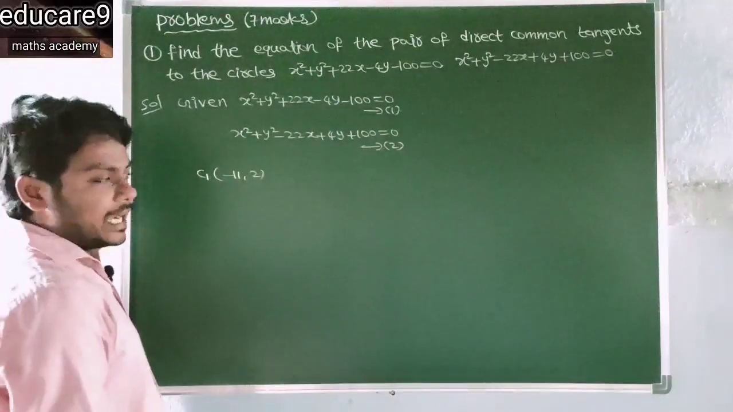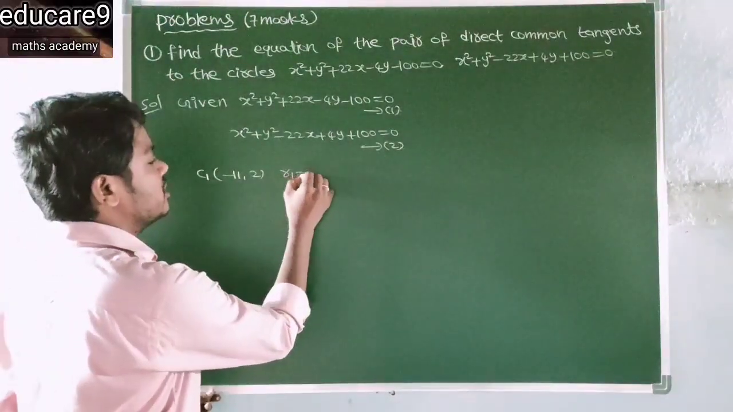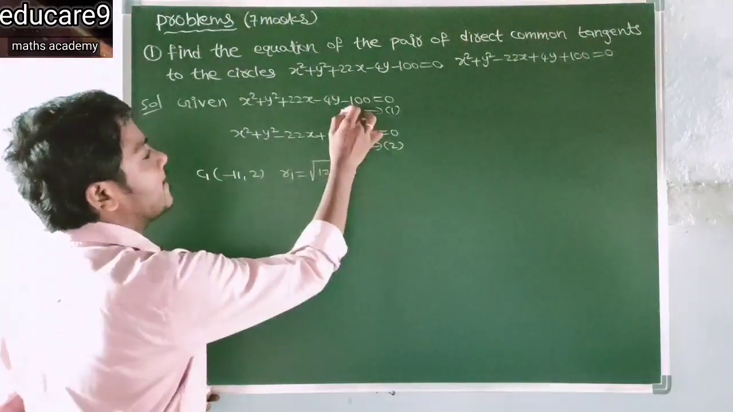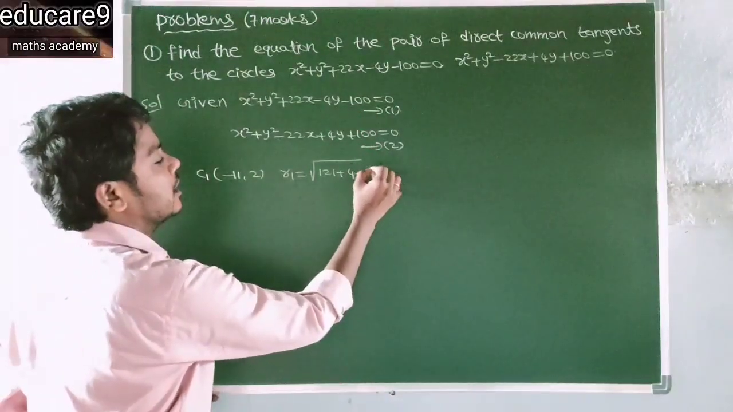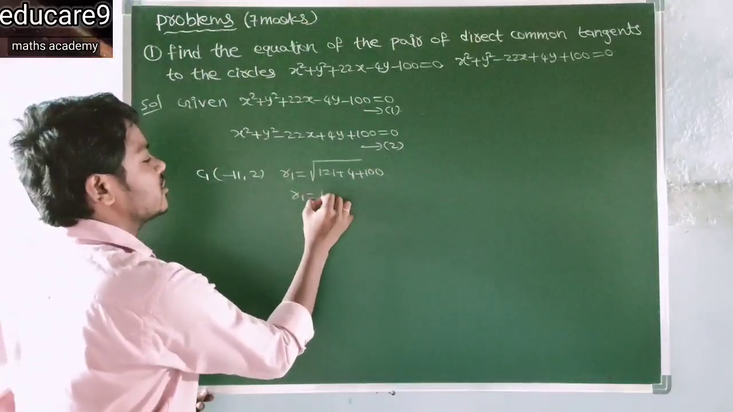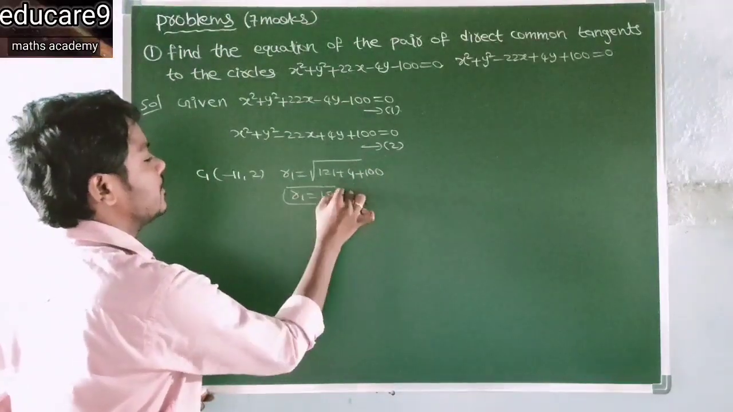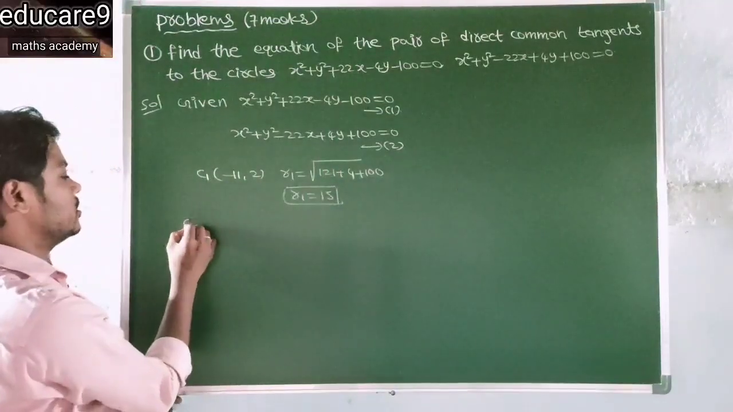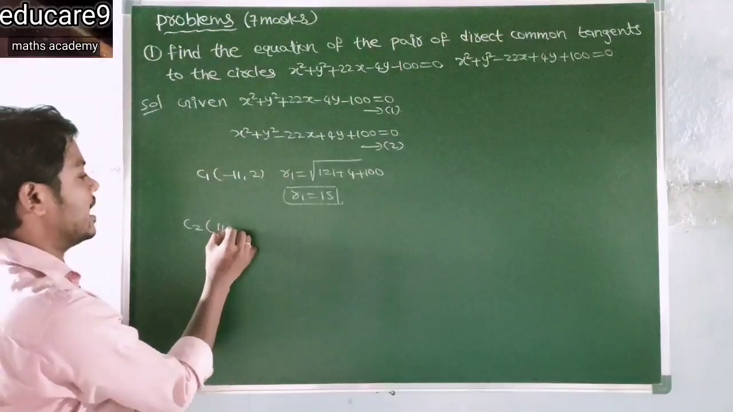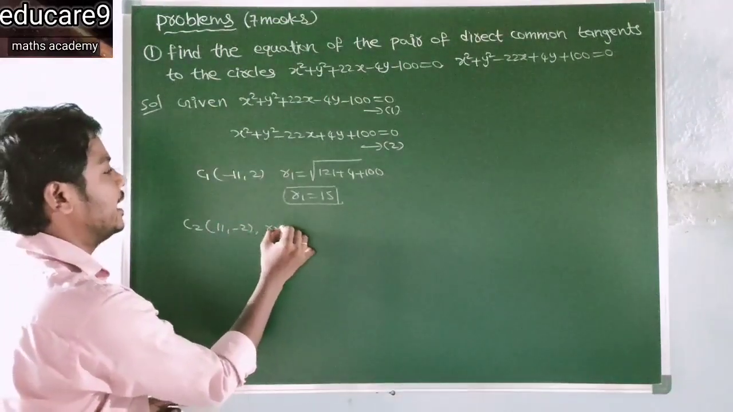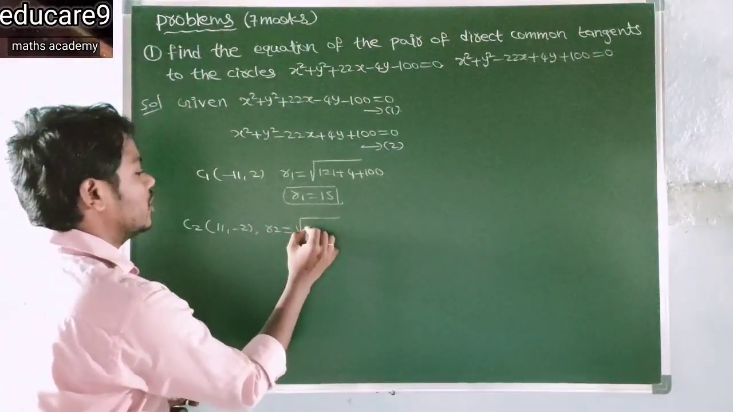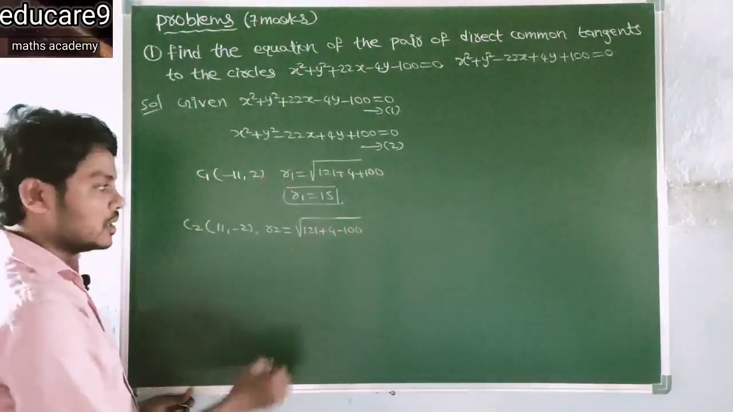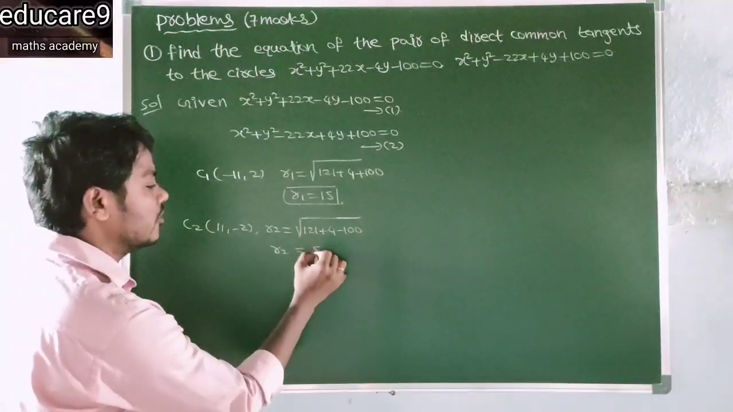So now find the radius of the circle, that is R1 is equal to square root of 121 plus 4 minus c, you will get plus 100. So clearly R1 is equal to 15. And find the center of the second circle, that is C2 is equal to 11 comma minus 2, and the radius of the circle is square root of 121 plus 4 minus 100. So clearly R2 is equal to 5.